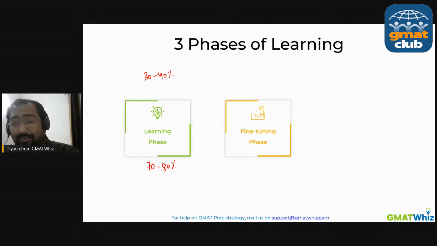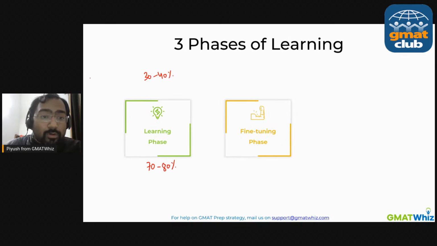And don't worry, I'm going to cover every single stage in depth with you guys and help you understand all of that. Now, what is the fine-tuning stage? At a very high level, fine-tuning is about that now you have a very good understanding of all that is tested on the GMAT. Now you are focusing on your weaknesses. Now you're converting your weaknesses into your strengths. That's what you focus on.